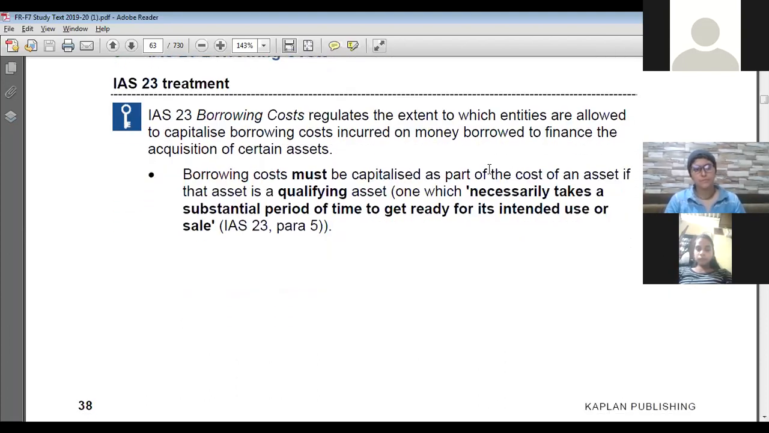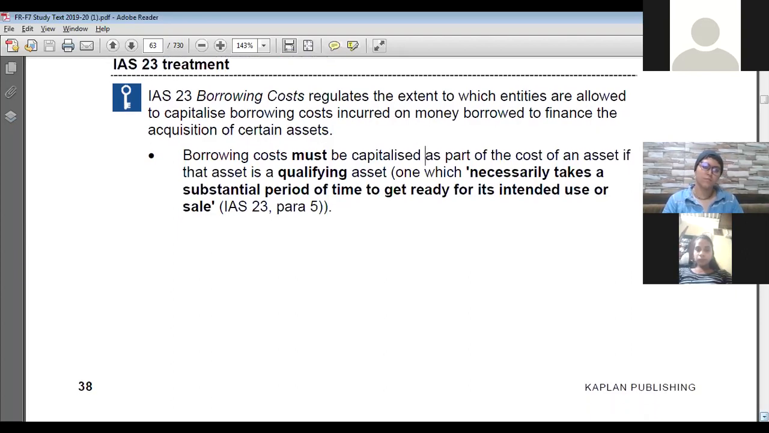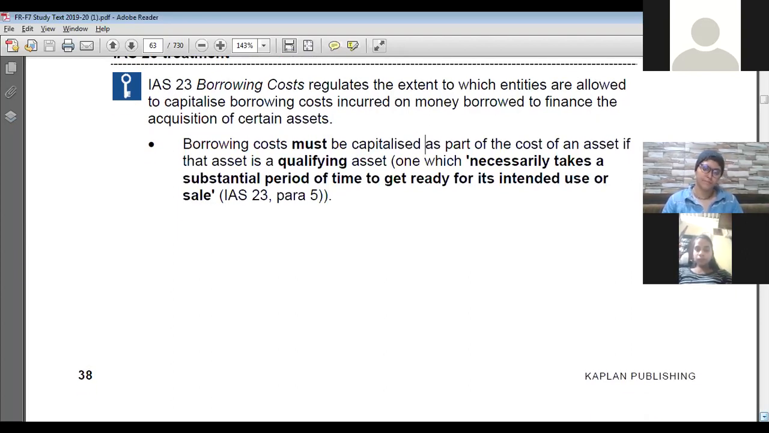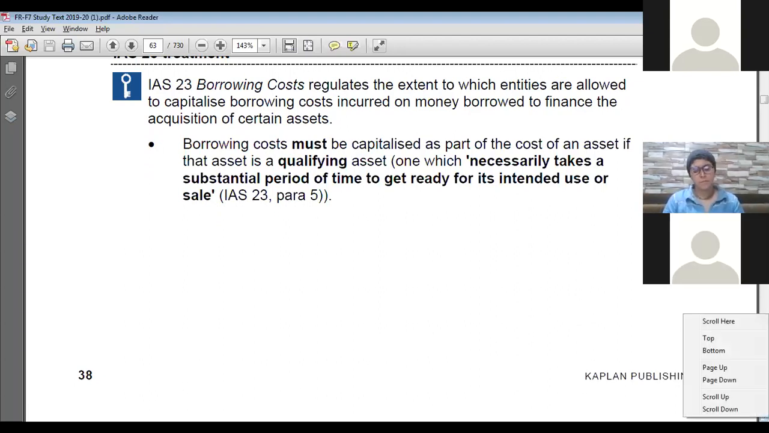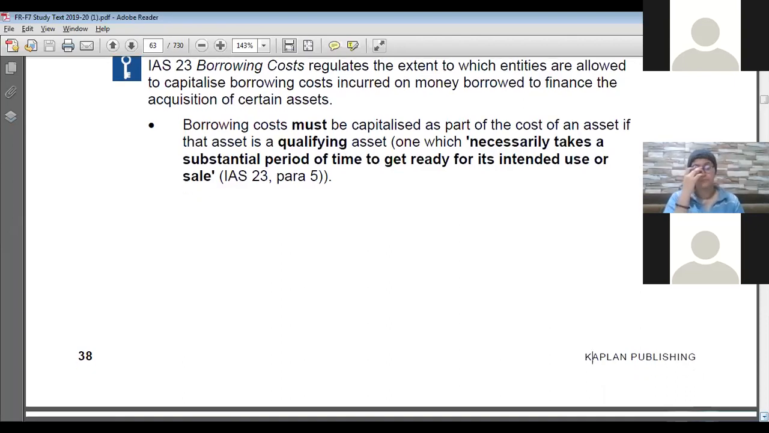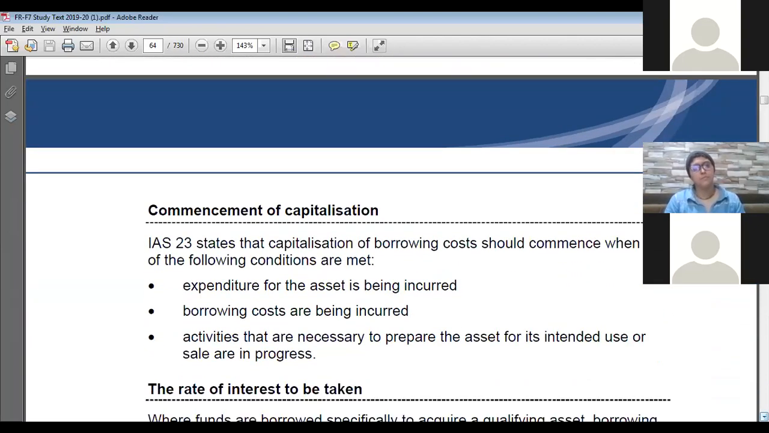So IAS 23 Borrowing Costs regulates the extent to which entities are allowed to capitalize the borrowing cost incurred on money borrowed to finance the acquisition of certain assets. So it regulates to what extent an entity can capitalize. So they should be capitalized as a part of cost of asset if the asset is a qualifying asset, meaning one which is taking substantial period of time to get it ready. Again, I am repeating, there is no clear-cut criteria given for what is to be considered as substantial period of time. But in normal practice, we consider a 12-month period as a substantial period of time.